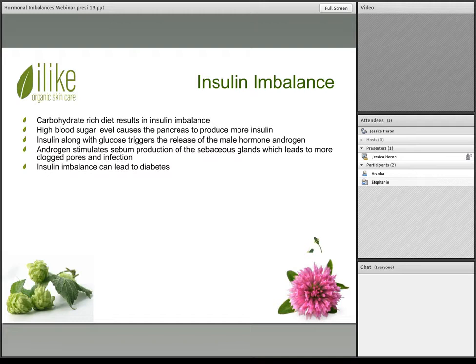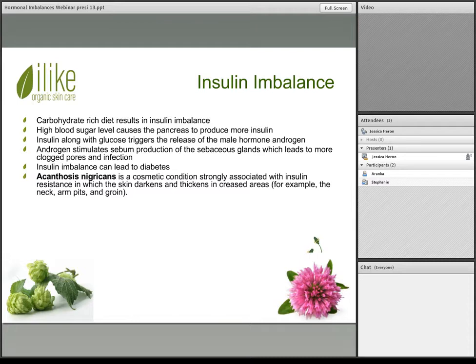Insulin imbalance can also lead to diabetes, a disease that is related to insulin imbalance. Also, some other skin conditions that are common are acanthosis nigricans, which is a cosmetic condition strongly associated with insulin resistance, in which the skin darkens and thickens in increased area. So for example, in the neck, around the armpits, and on the groin. Typically, the lower half of the body is where you'll notice it becoming more dominant, darker, thickened areas of skin in those areas of the body.